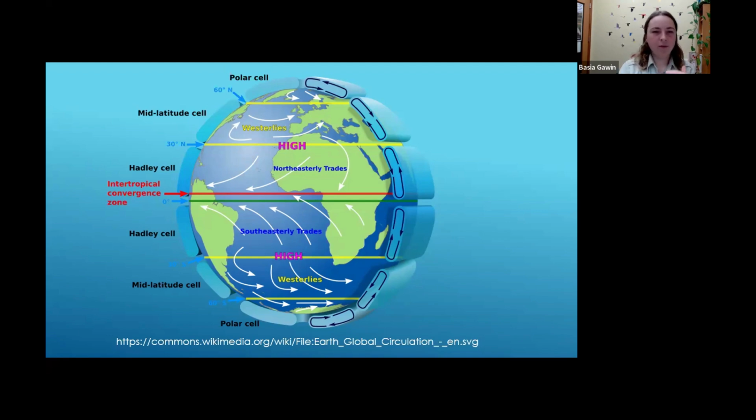And there's bands of low and high pressure across the planet. So those low pressure bands, usually at the equator, and then you get some high pressure bands, and that all has to do with the circulation. And usually you get hot and dry weather when there's high pressure.